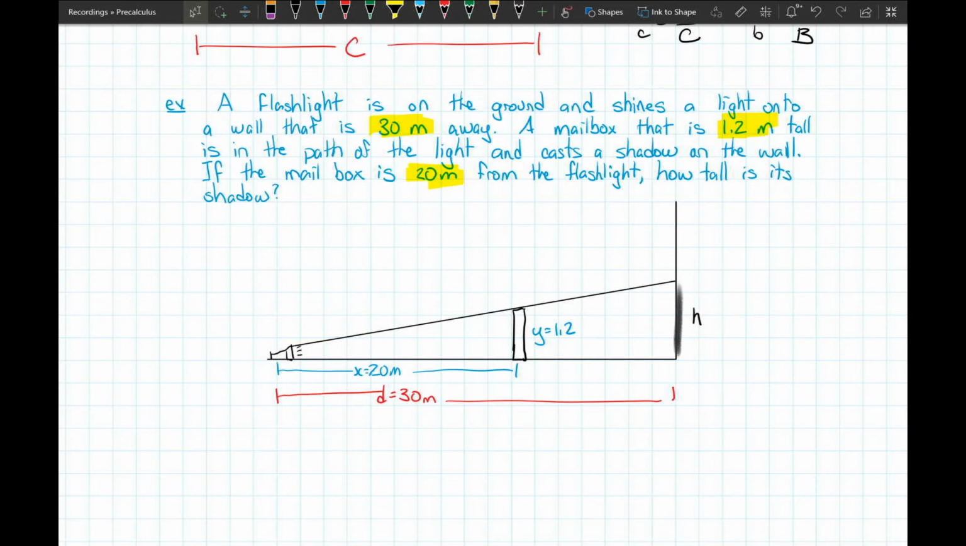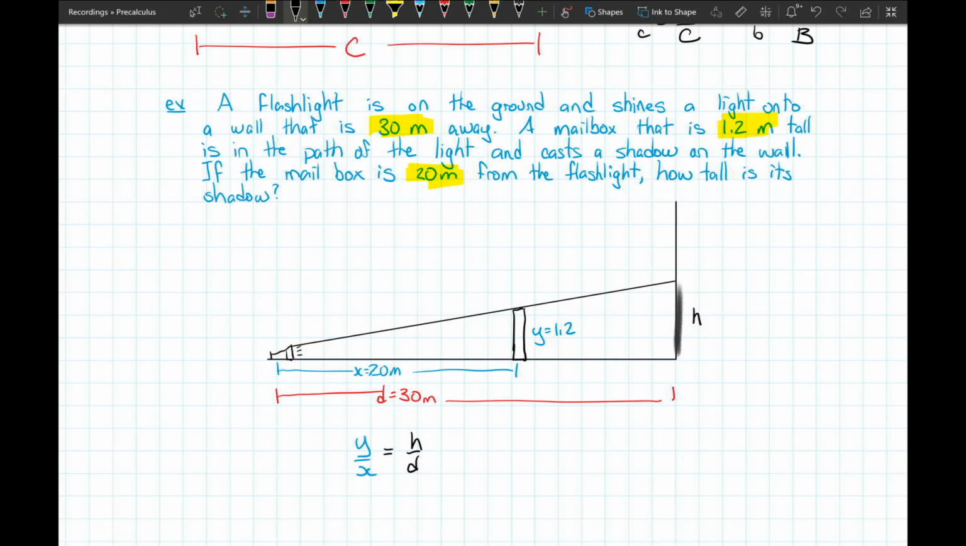But if we want to, we can now start to form a relationship between x, y, d, and h using similar triangles. If we take a look at the small triangle, we can use a ratio of y over x or x over y. Why don't we use y over x? And that would be the same ratio of the proportional triangle, the big triangle here that goes from the flashlight all the way to the wall and has h and d. And so there we go. We have the similar triangles relationship here.